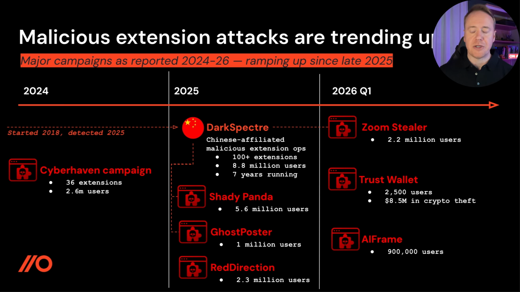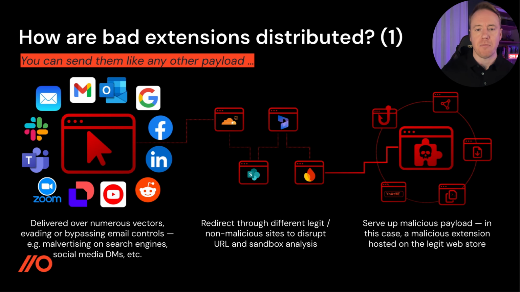Now, there are a number of other major campaigns. You can see some of these listed here, like Trust Wallet, which is mostly about cryptocurrency theft, and the Cyberhaven campaign, where we had a legitimate cybersecurity tool that was compromised, impacting 2.6 million users. But what I want you to take away from this graphic is that from a few years ago to now, especially late 2025 and into Q1 of this year, there has been an exponential increase in these reported campaigns. And this is just what we're seeing, what we know about. So it does seem that these attacks are trending upward. This is becoming more of a problem than it once was just a few years ago.